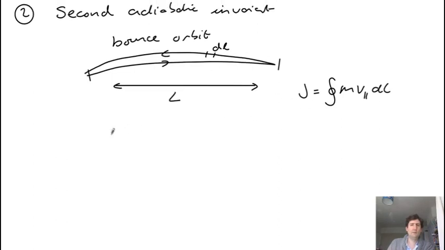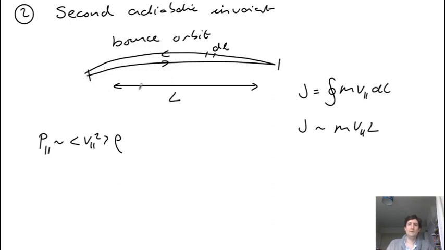And so we can estimate this and relate this v parallel to the parallel pressure. We say that the parallel pressure is related to the average of v parallel squared, just like the perpendicular pressure, times the density. We're calculating this length here, which we'll use to estimate this integral. So we just say that this integral is over a length dl, which is the length of this bounce orbit here. So J is roughly like a mass times a parallel velocity times a length L, which is this bounce.